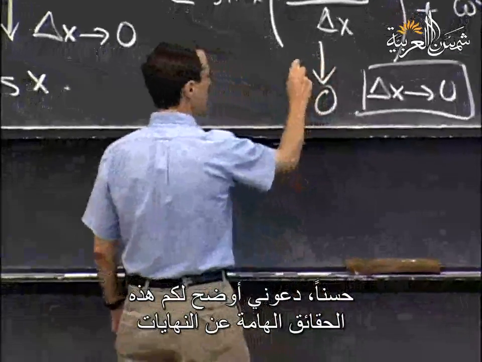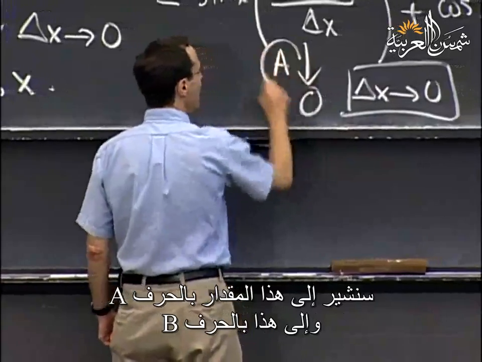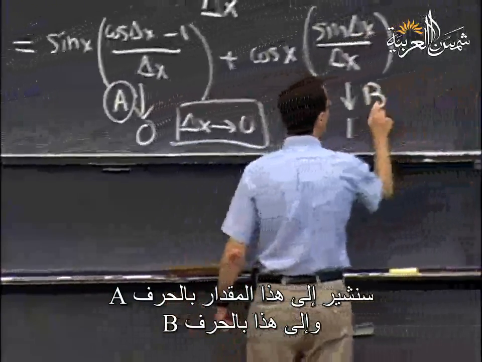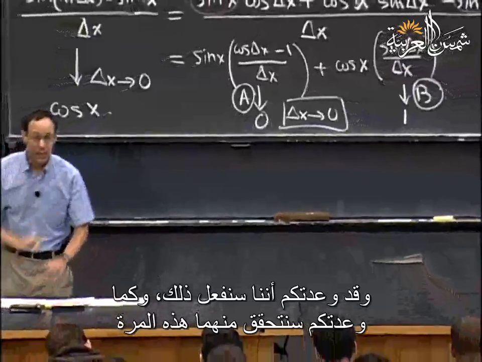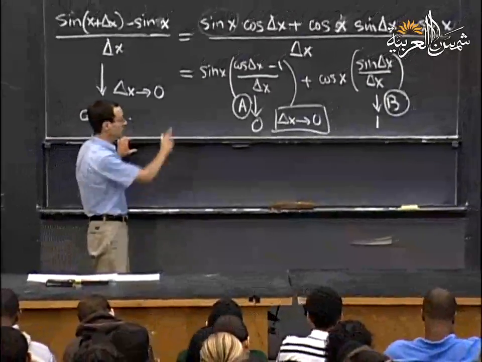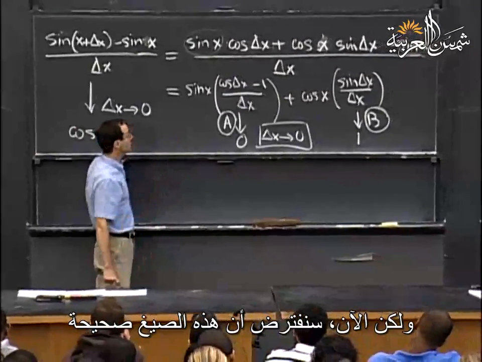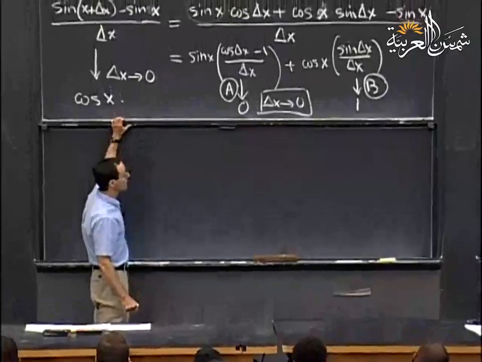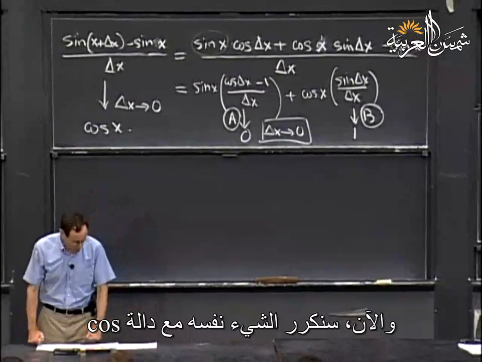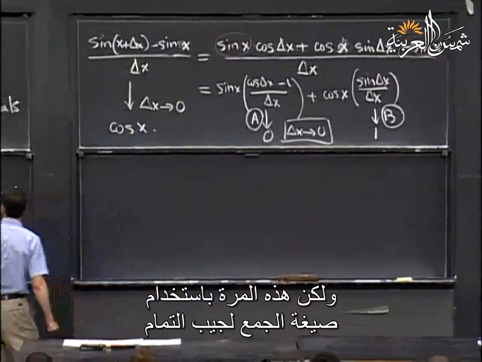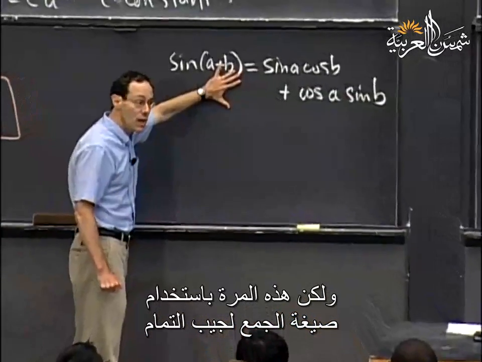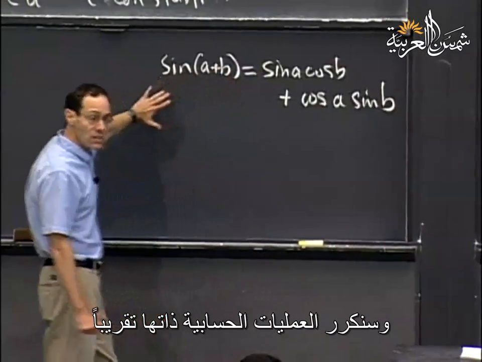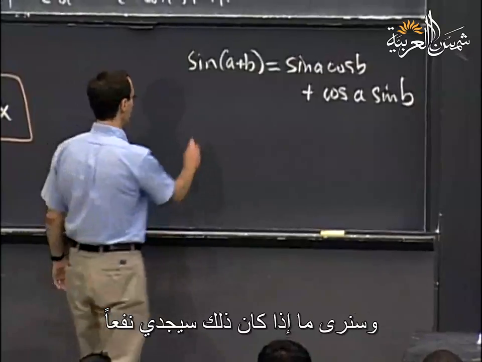Okay, now I still want to label these very important limit facts here. This one we'll call A, and this one we're going to call B, because we haven't checked them yet. I promised you I would do that, and I'll have to do that this time. So we're relying on those things being true. Now I'm going to do the same thing with the cosine function, except in order to do it, I'm going to have to remember the sum rule for cosine. So we're going to do almost the same calculation here. We're going to see that that will work out.